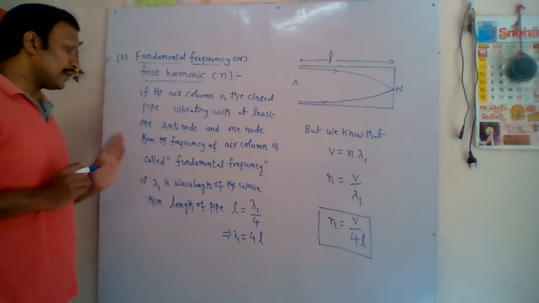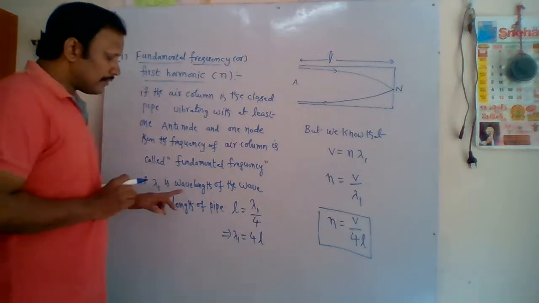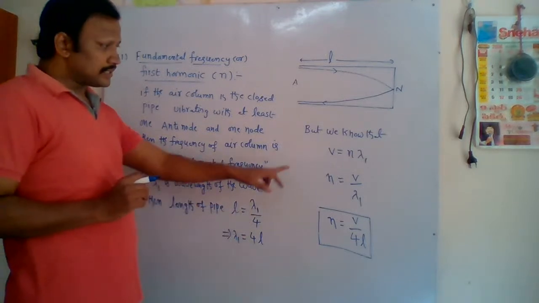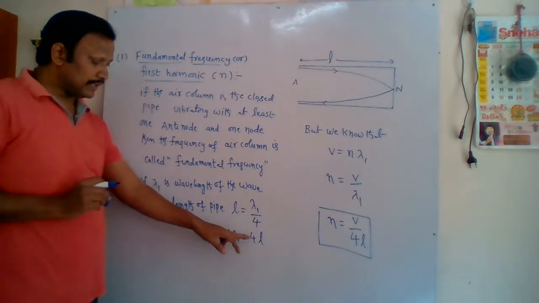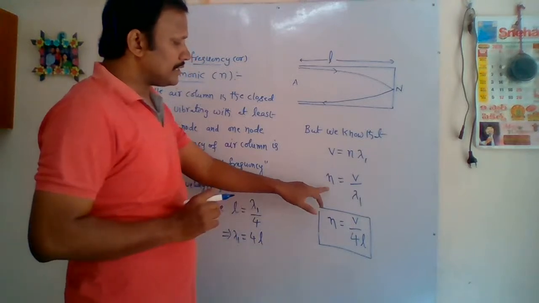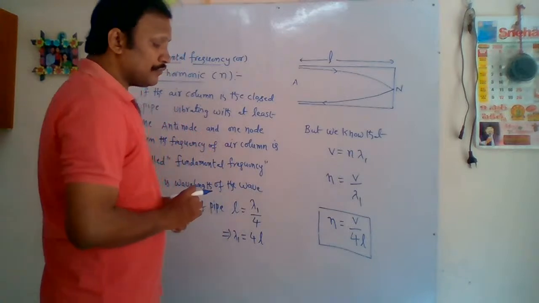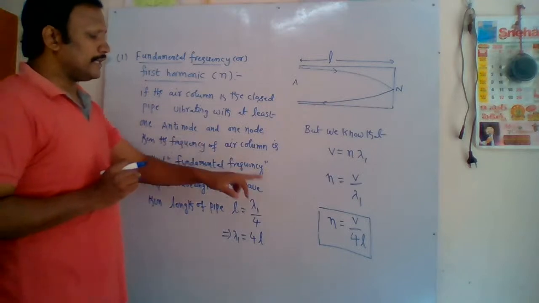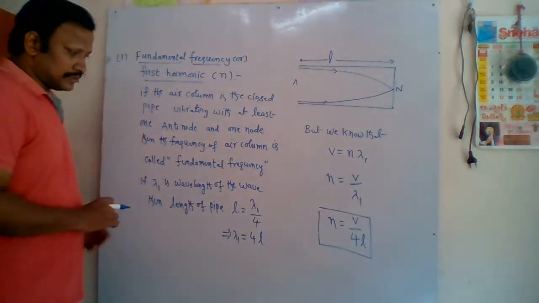Fundamental frequency means if the air column in the closed pipe is vibrating with at least one antinode and one node, then the frequency of the air column is called the fundamental frequency. If lambda 1 is the wavelength of the wave, then the length of the pipe is equal to lambda 1 by 4, because the antinode to node distance is lambda by 4. Therefore lambda 1 is equal to 4L. But we know that V is equal to n into lambda 1, therefore n is equal to V by lambda 1, which is V by 4L. So the expression for fundamental frequency or first harmonic in a closed pipe is n equal to V by 4L.